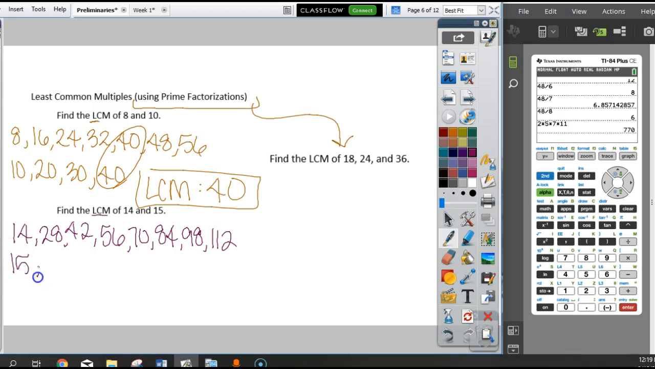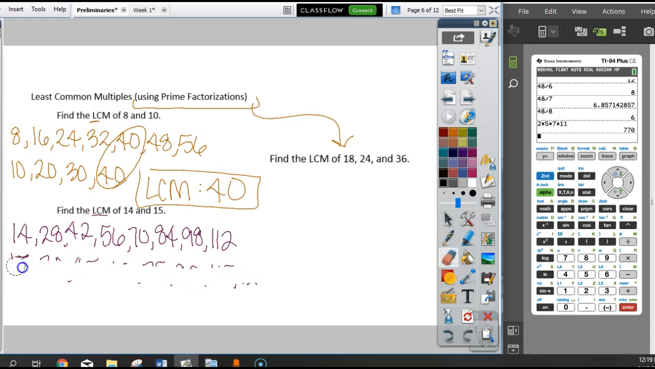Multiples of 15, we have 15, 30, 45, 60, 75, 90, 105, 120. Notice we still haven't found a match. And so we might not want to use this method every single time. With numbers like 8 and 10, we found 40 pretty quick. But with these numbers, we could be making this list for a long time and not find a match.